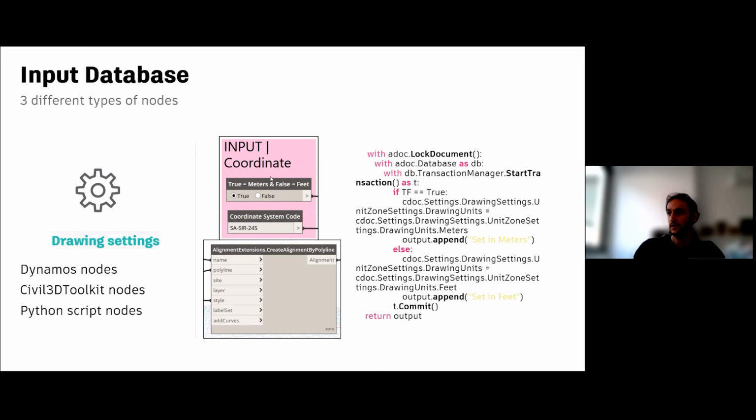Inside this Dynamo script, we have some simple nodes, some CV3D toolkit nodes, and also some Python nodes. Here you can see that our Python nodes basically execute some CV3D APIs related to commands, okay, and to settings related to the drawing. So they are very basic, okay, we are not talking about advanced programming language.